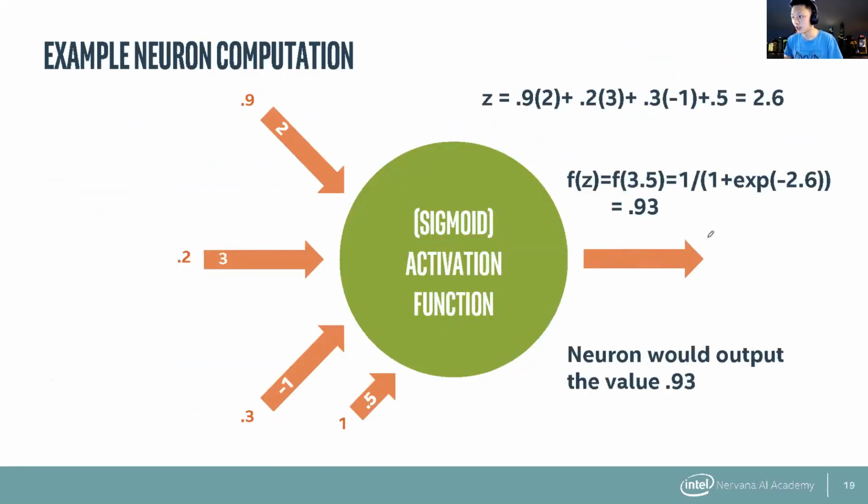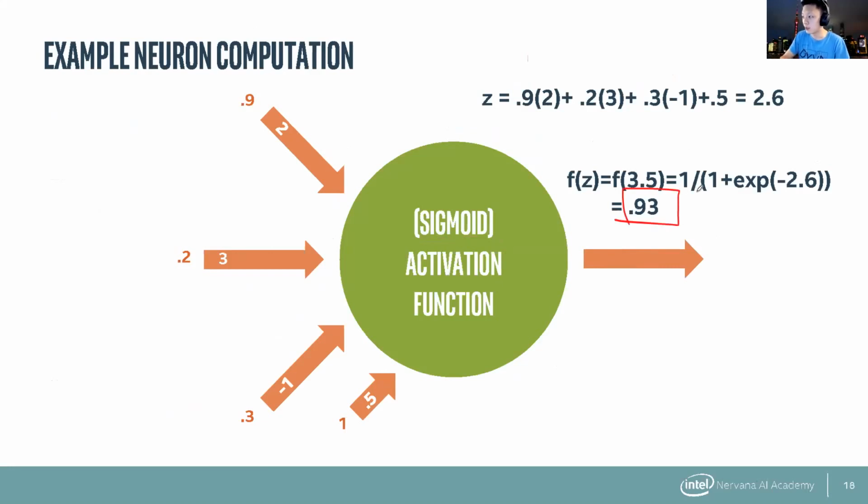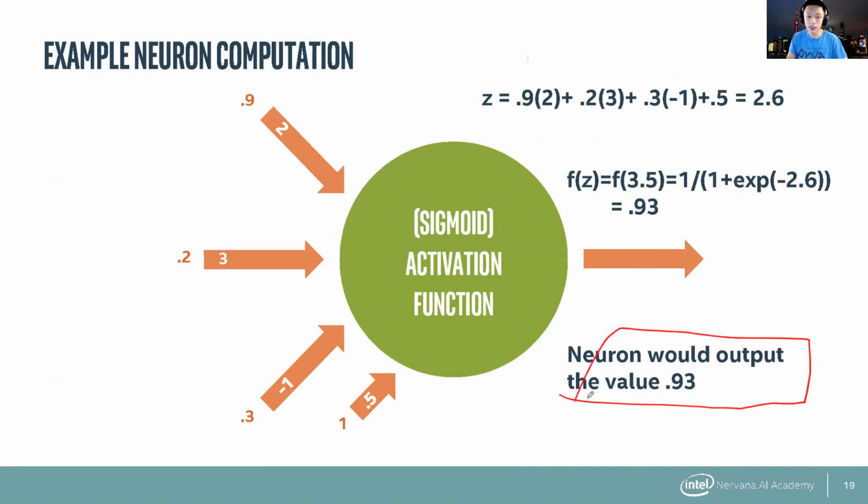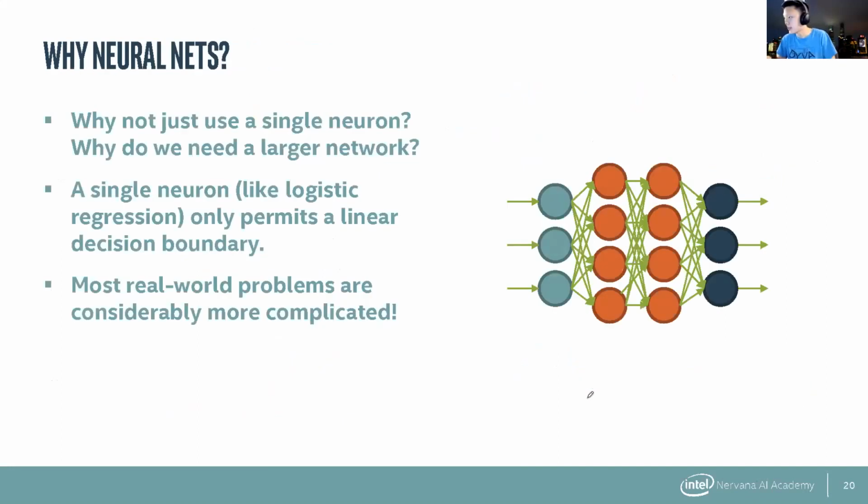And let's see whether that's correct. Yep, it comes out to 0.93. You can compute this explicitly using the E, but we didn't do that because I don't have a calculator. So the neuron would output the value 0.93. So perfect. It seems like we all have a pretty good grasp of how neurons work, at least on a computational level. So just a little bit of a recap to everything.